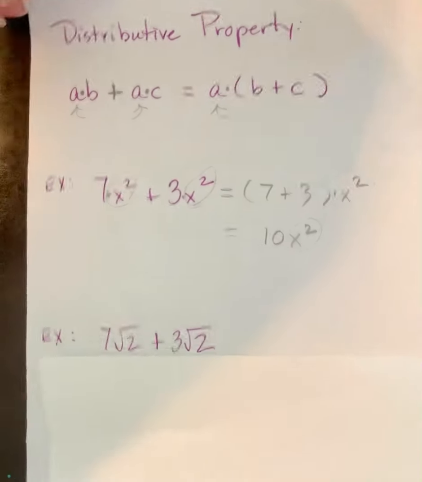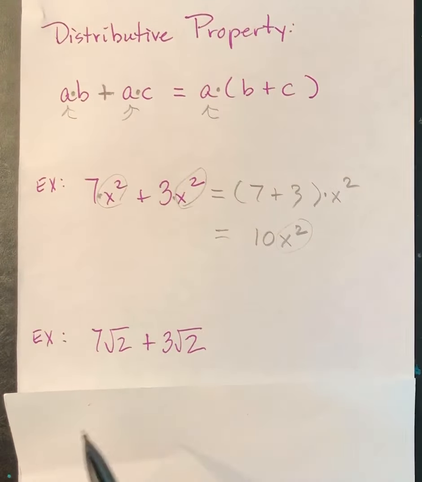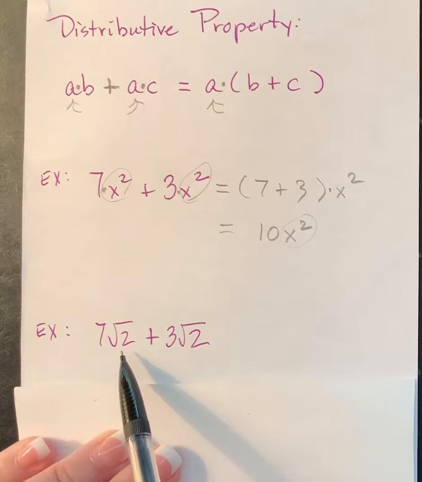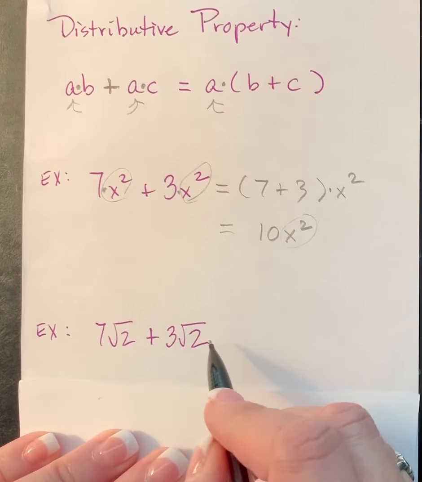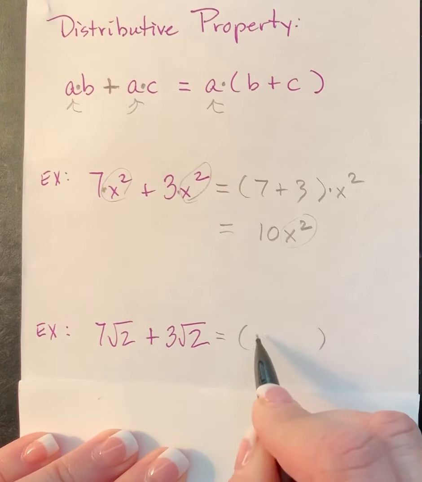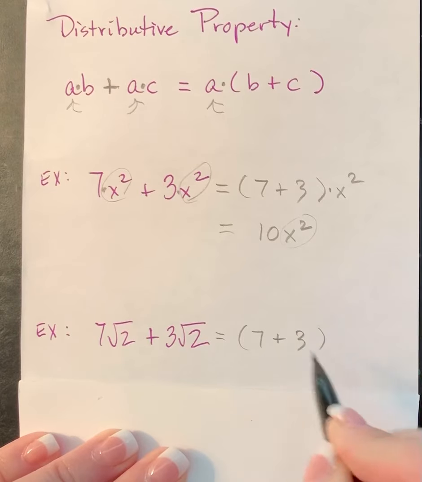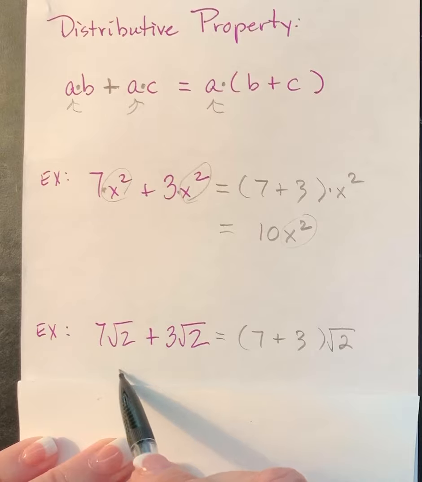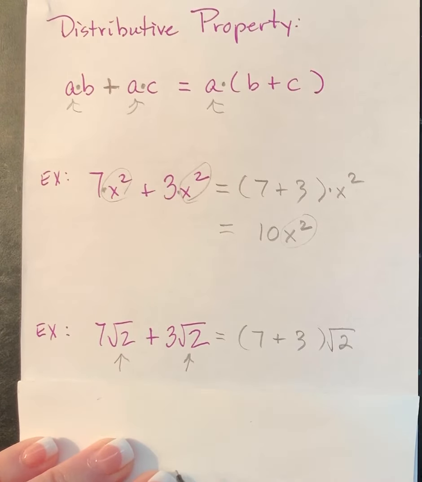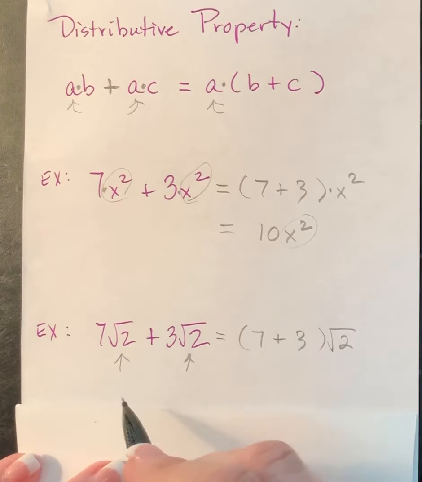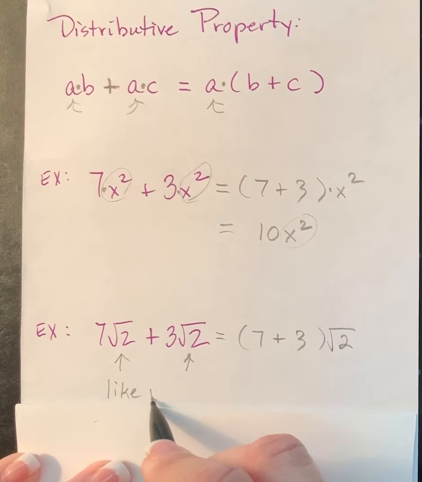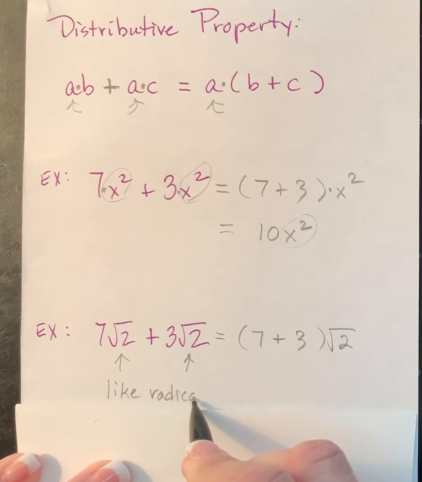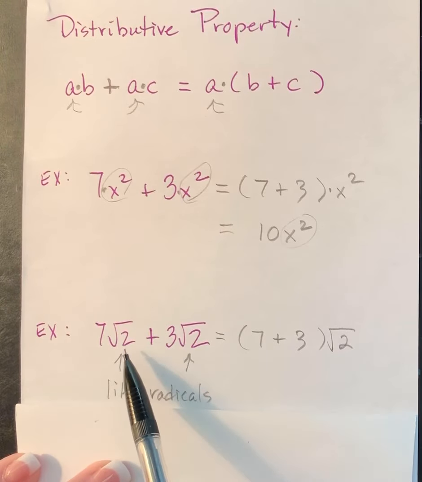Okay, so we'll use the same principle with square roots. So if you have 7 square root of 2 plus 3 square root of 2, using the distributive property, we can write this as the same thing as the quantity 7 plus 3 times the square root of 2. So what we have to have here are two radicals that are the same. We call those like radicals. All right, they have to be the same kind of radical, so they're both square roots, and they both have the same radicand. They both have 2.